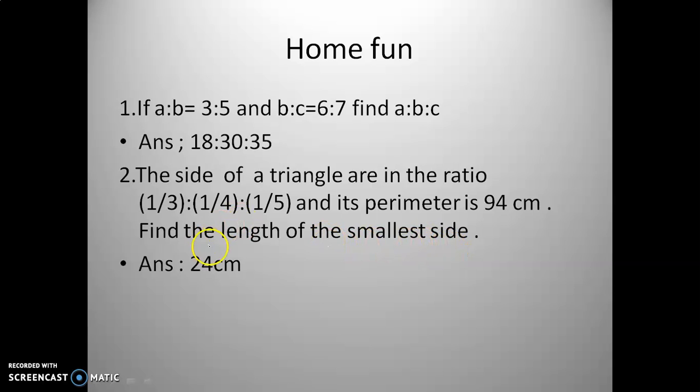And of the same model, I have given you 2 homeworks now. You have to find A is to B is to C. Next question is the sides of a triangle are in the ratio of this. The first model that I have taught you. It is about splitting the perimeter in the ratio. The sides are in the ratio. This is one side, this is another side, this is another side, and they are in ratios or fractions. Hope you understood this question and you will do it.